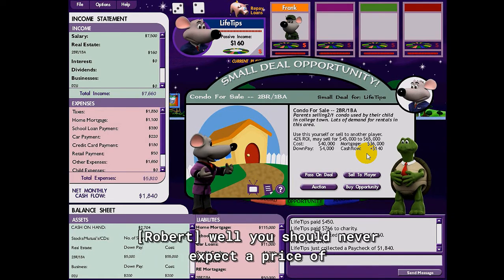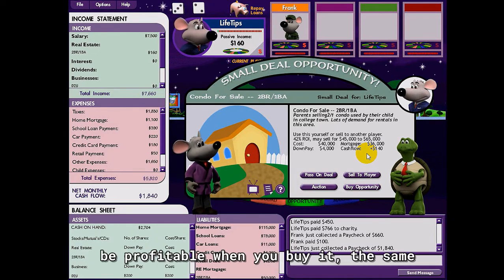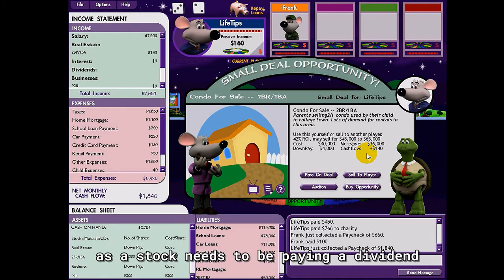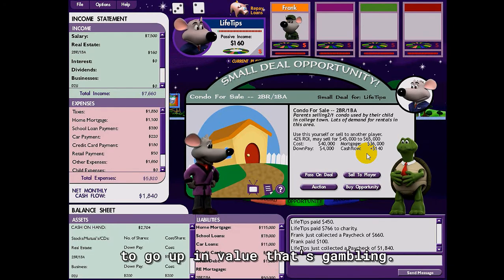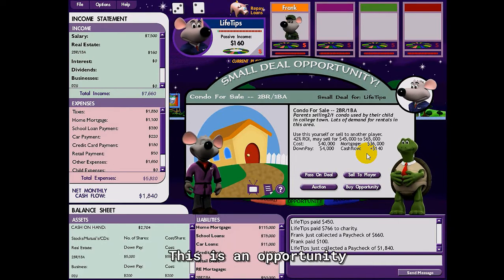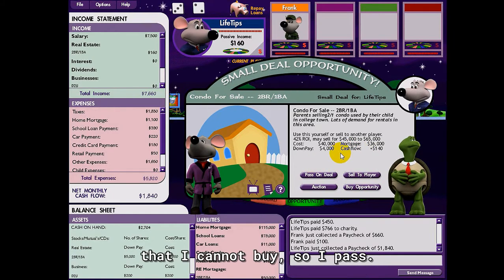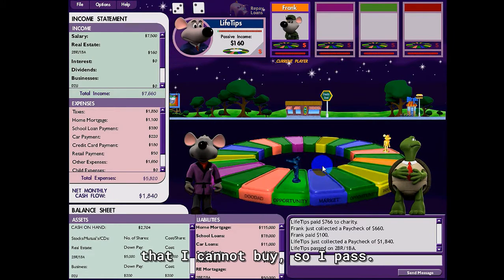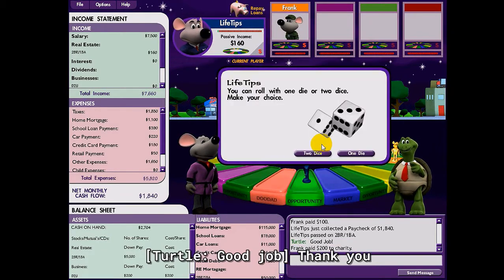Well, you should never expect the price of anything to go up in order to make a profit. A piece of real estate needs to be profitable when you buy it, the same as a stock needs to be paying a dividend when you buy it. Never expect the thing to go up in value. That's gambling. Yeah, that's really good advice, Robert. Thank you. So, yeah, this is an opportunity that I cannot buy, so I pass. Good job! Thank you.